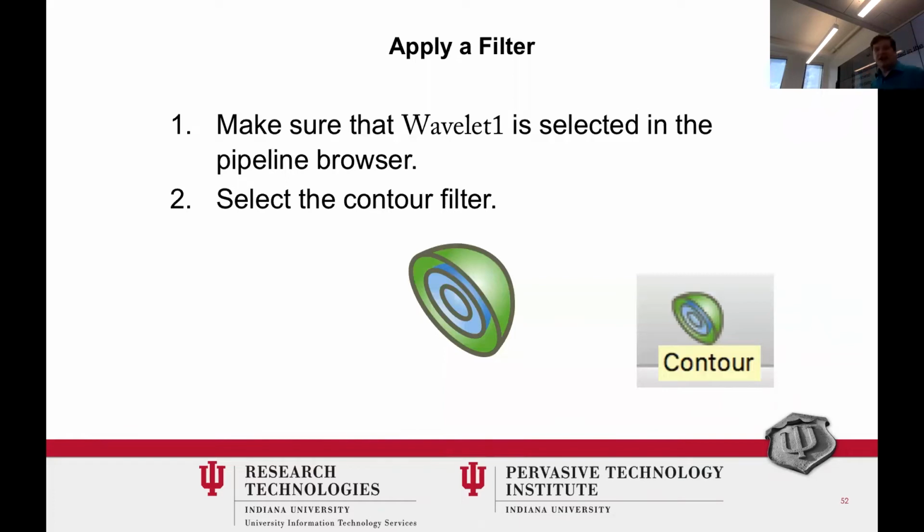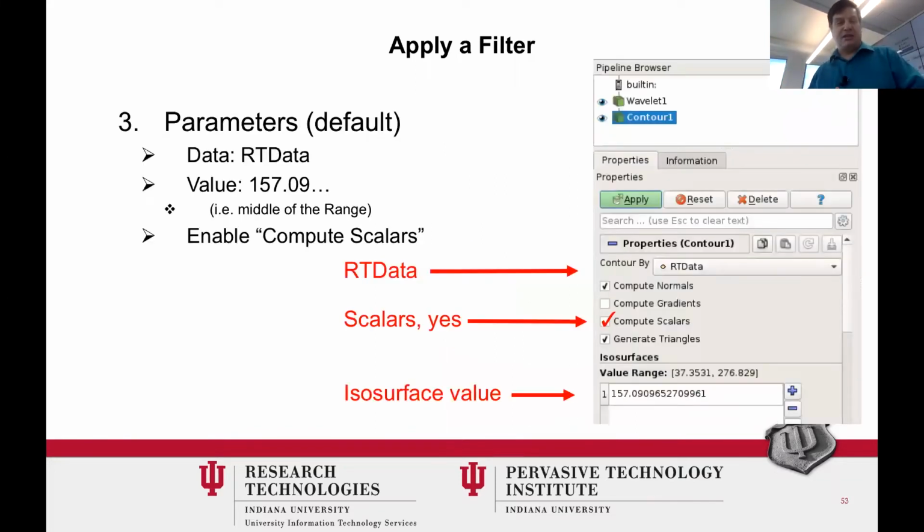We're going to take our wavelet, add a contour to it, and give it these particular values. I should point out, over here there's a thing called RT data. That's just the name of the data produced by wavelet. So this might be temperature or pressure or something like that. If we want to access scalars, we have to check mark this compute scalars box. Otherwise, ParaView will be efficient and not compute those for us. And the value we want to isosurface on is down here. This has this really long number, 157.0909, whatever. That value is basically the center of the range. It calculates the range and then figures out exactly the half point. So by default, it'll create an isosurface right in the center.